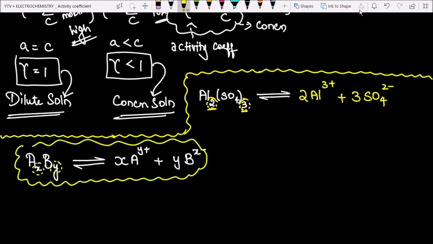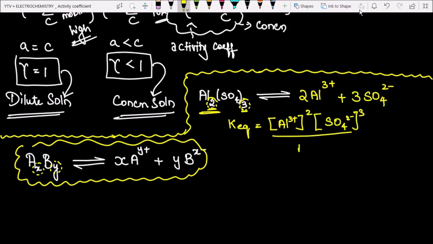Now if I am asking you to write the value of K equilibrium, we have learned this, right? If you want to write the K equilibrium, how will you basically write it? You will write it as Al3+ concentration raised to the power 2, and similarly SO4 2- raised to the power 3, and so on, in the same manner. And then you have the solid, okay? You will write it as Al2(SO4)3 concentration.